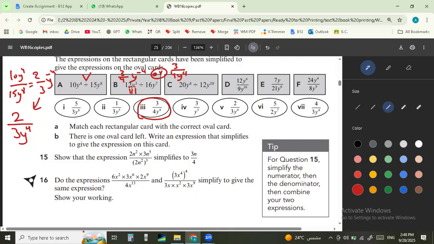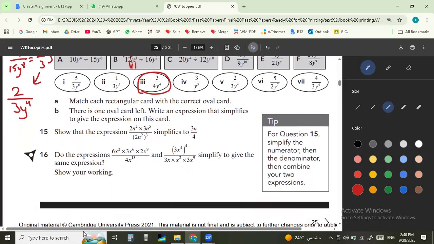Here, write an expression that simplifies to give an expression on this card. Here in B, you're going to find one card that is left. I cannot actually remember which card. They just want you to write an expression like these cards that, when you simplify them, will give you the answer. So one of these oval cards will be left at the end unused. They want you to write one like the rectangular cards that simplifies to the oval card.